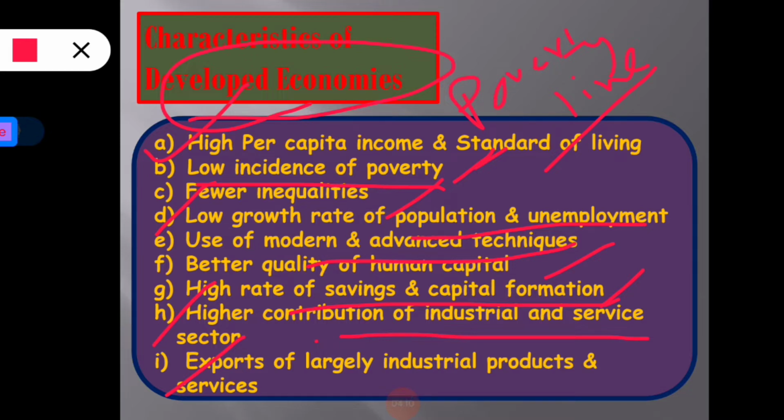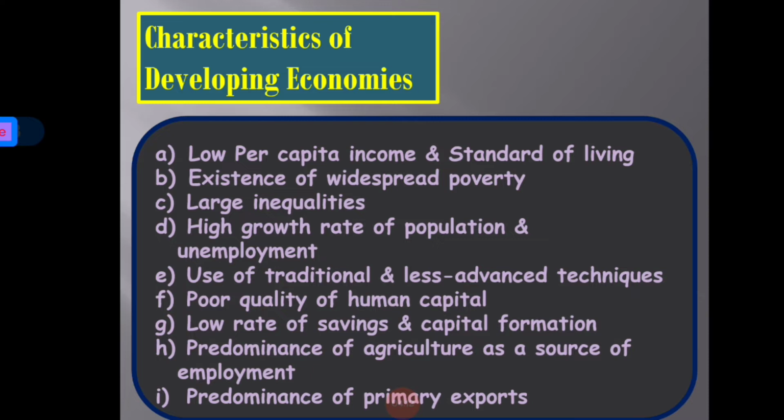So now going to the next slide where we can discuss some characteristics of developing economies, that is just opposite to the developed economies. So now going to the first one. The first one is low per capita income and standard of living. We have already discussed that in developed economies there is high per capita income and standard of living, but in developing economies there is low per capita income and standard of living. Now going to the second one, existence of widespread poverty.